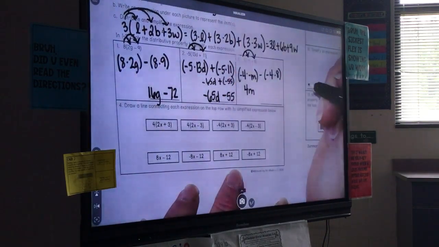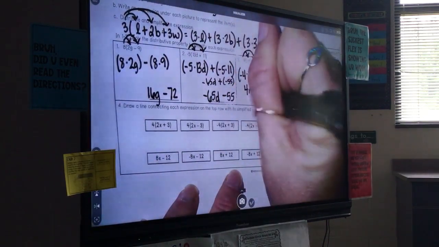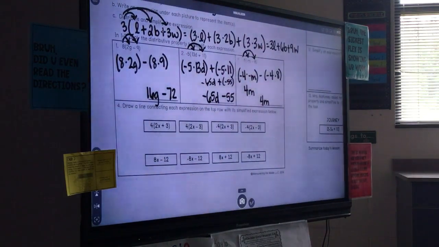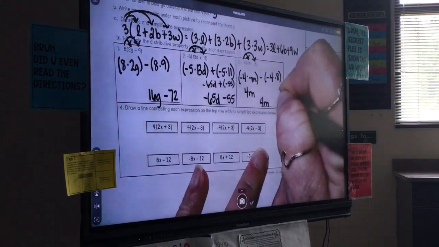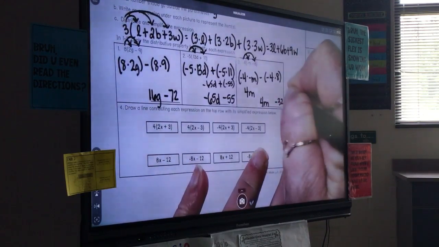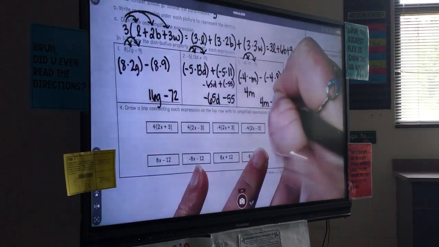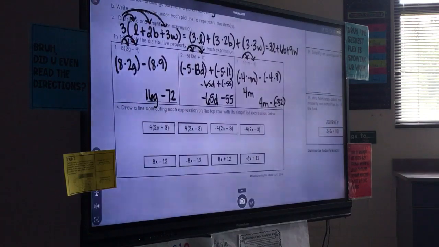Alright, and then, sorry, let me put it down there. I apologize. So this next one, what is -4 times 8? -32. Wait, I thought negative. I remember that was negative. Hold on. That is not your answer right there, though. That's not right.